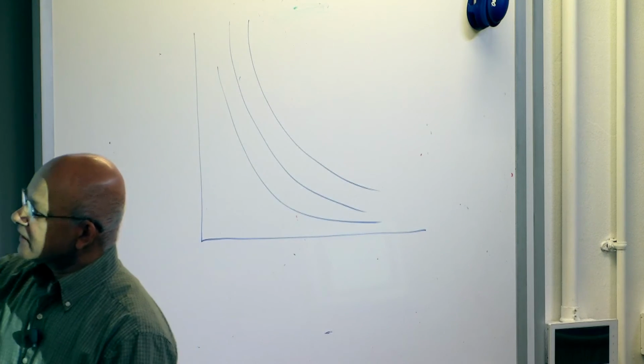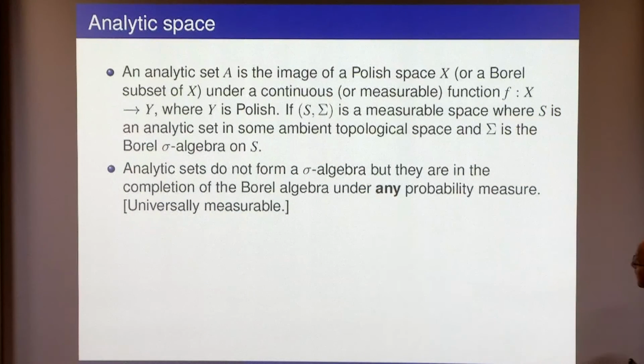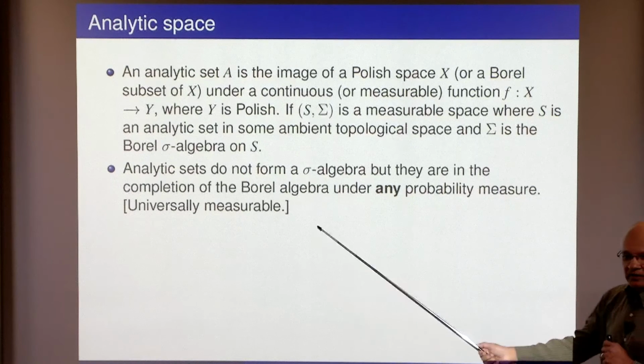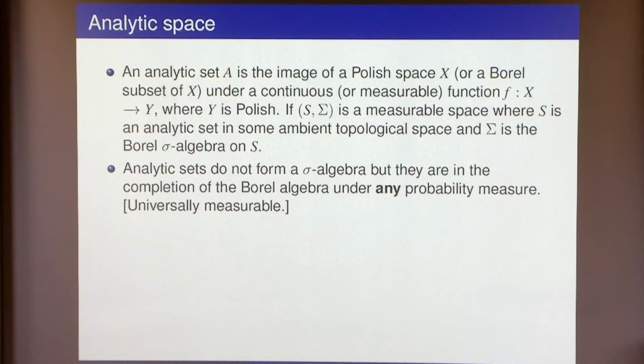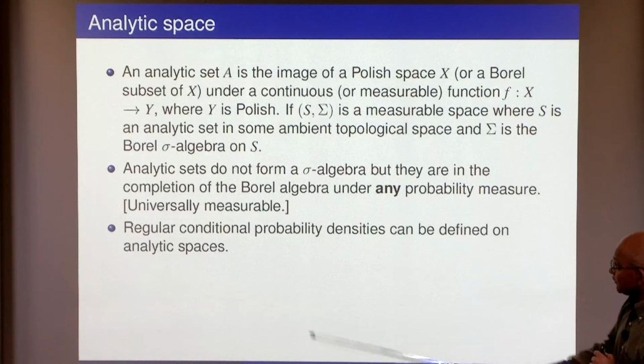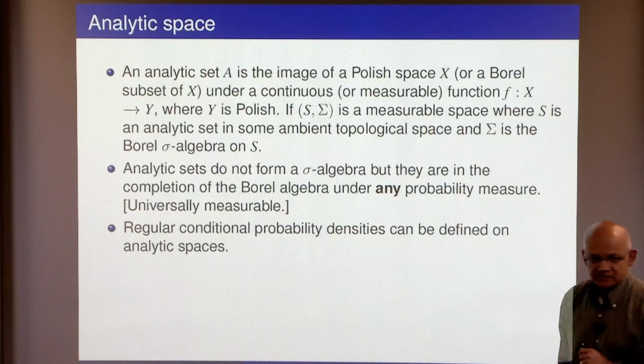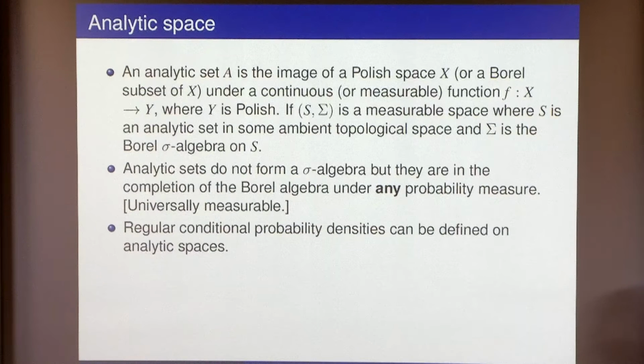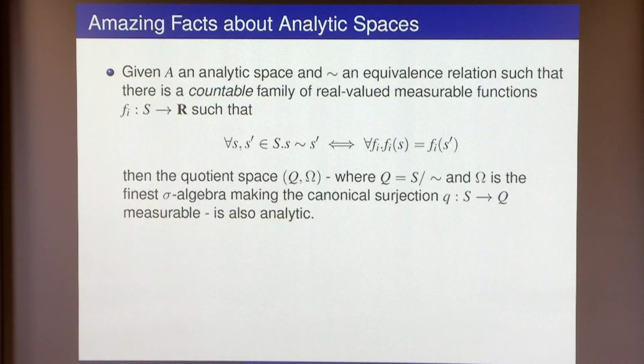So analytic sets do not form a sigma algebra, but they are in the completion of the Borel algebra under any probability measure. So they are what are called universally measurable. And you can do lots of nice things with them. Importantly, disintegrations, namely regular conditional probabilities, can be defined on these analytic spaces, not just on Polish spaces. And here are the 2 amazing facts that completely destroyed my night's sleep.